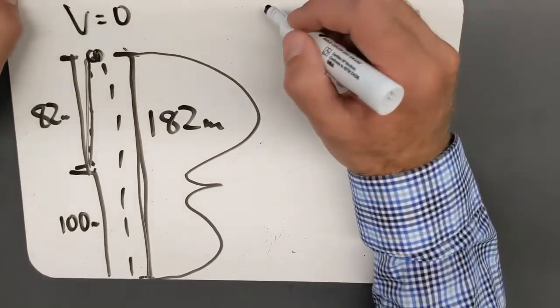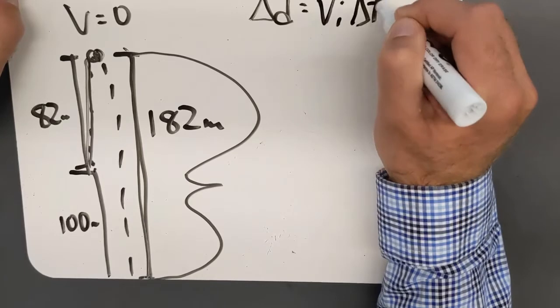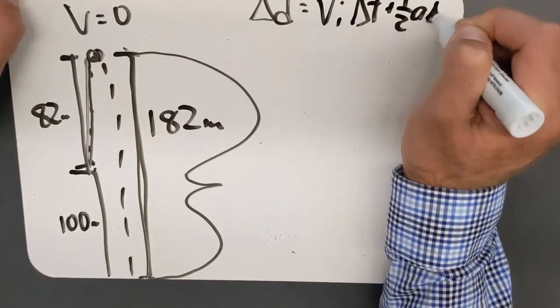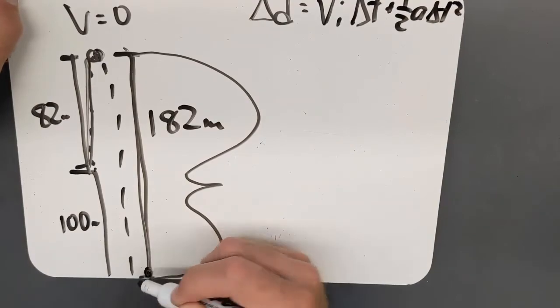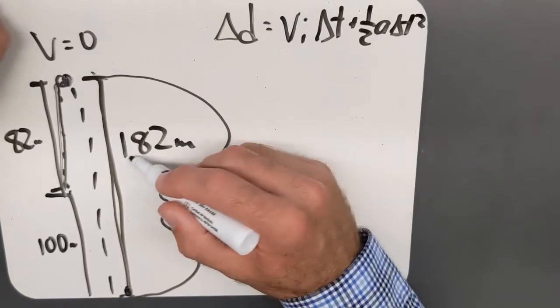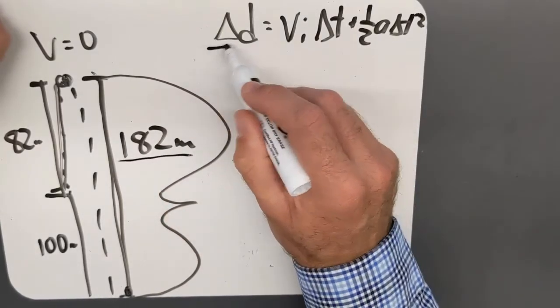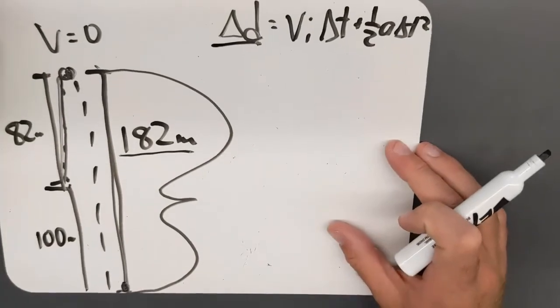Drop it from the top. Delta D equals V initial delta T plus 1/2 A delta T squared. I don't know the final velocity down here, so I can't use my A equation. So since they gave me distance, or I figured out distance, I'm going to use distance. All right, use what you have.